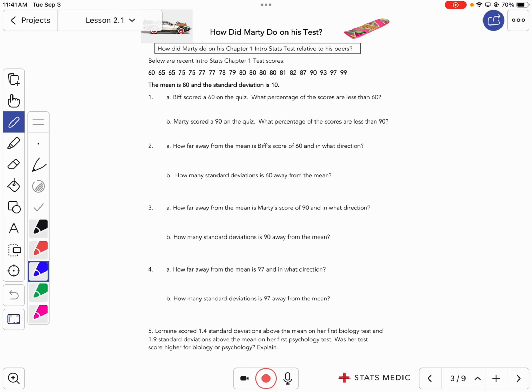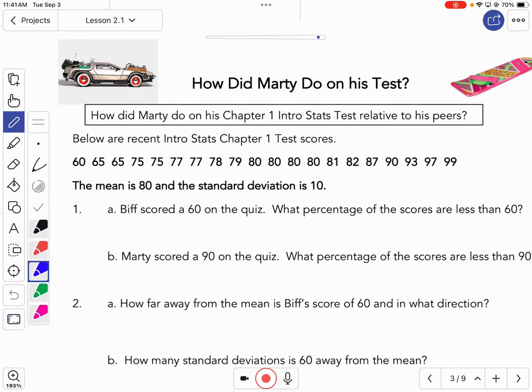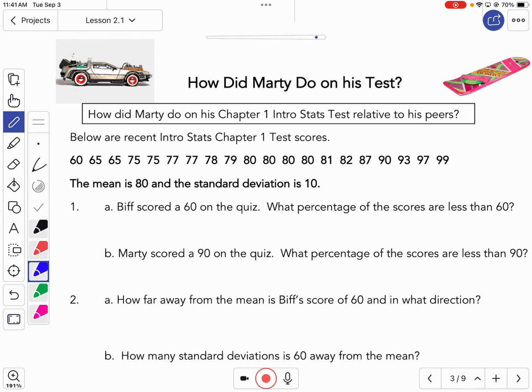So let's jump over here. Any Back to the Future fans in the house? It's my husband and daughter's favorite movie, by the way. When we went to Universal, she was most excited to take her picture with Doc Brown next to the DeLorean. So there you go. That was what she was most excited about.